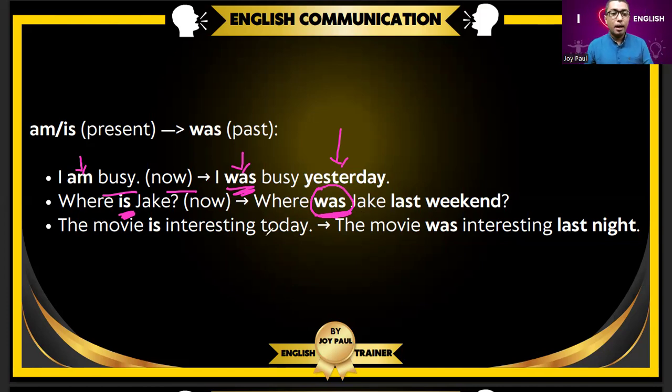The movie is interesting today. The movie is, that means present form. The movie was interesting last night. Was means past. Last night, last week, last day, last time. Is means present. Clear? Very good. Next.